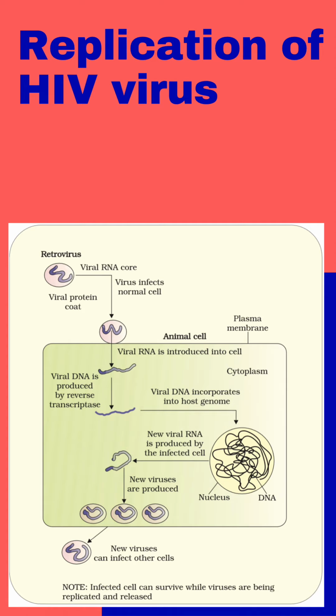Now how does the replication of this HIV virus occur? First of all, we have the retrovirus, which has viral RNA in its core and is coated by viral protein. This virus will infect the normal cell. Now it will cross the plasma membrane of the normal cell, and then this viral RNA is introduced into the cell. Now this RNA is converted into DNA with the help of the reverse transcriptase enzyme. This DNA will incorporate with the host genome, either human or animal genome, and then new RNA is produced by the infected cell, and this will produce new viruses, and the new viruses can affect other cells. So they will come out and infect the other cells, and the infected cells can survive while the viruses are being replicated and released. So this is how the replication of the HIV virus occurs.